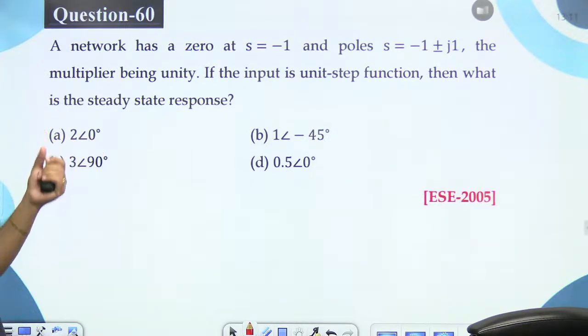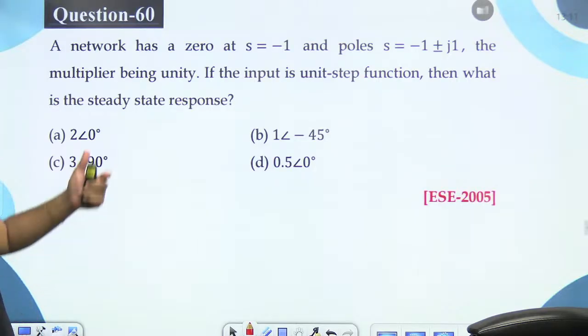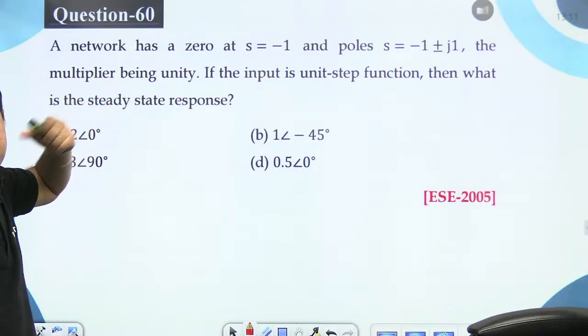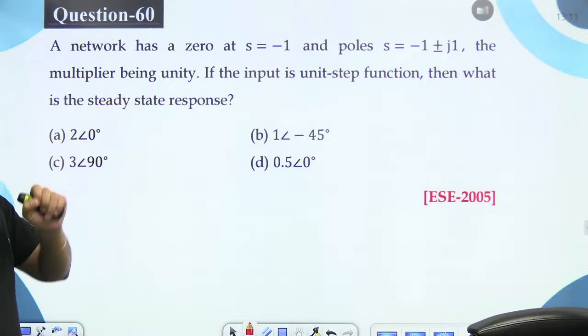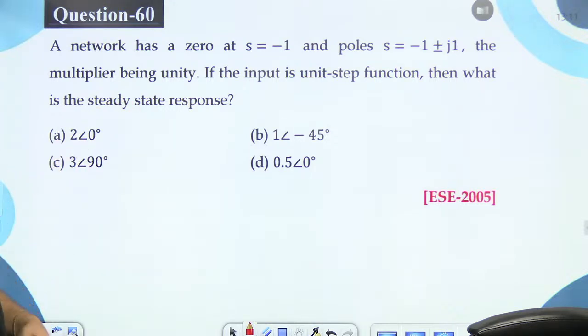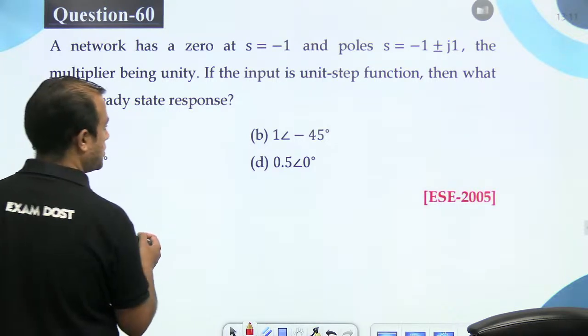A network has a 0 at -1, poles at -1 plus minus J1. The multiplier means the constant function or the constant value is unity. Input is unit step. What is the steady state response?